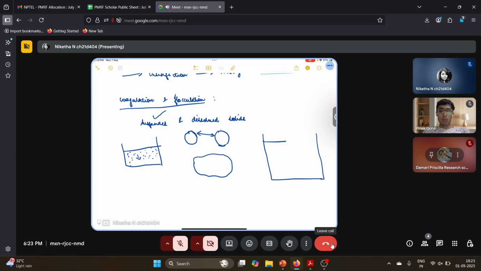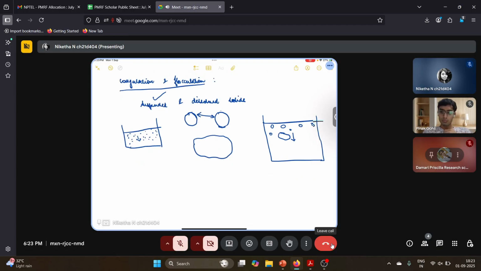So when you have smaller particles, they are just going to remain suspended. But when you have larger particles, the weight of the particle increases, because of which the force of gravity will act and the particle will settle down easily. So that's what we do in coagulation and flocculation. We add some chemicals to neutralize the charge.